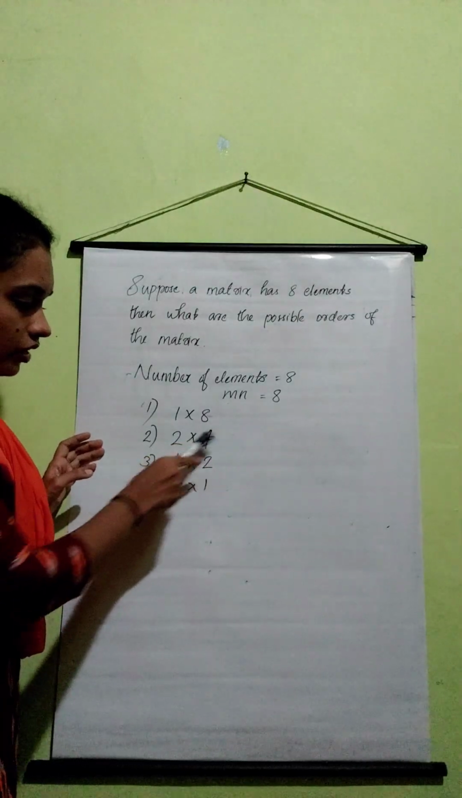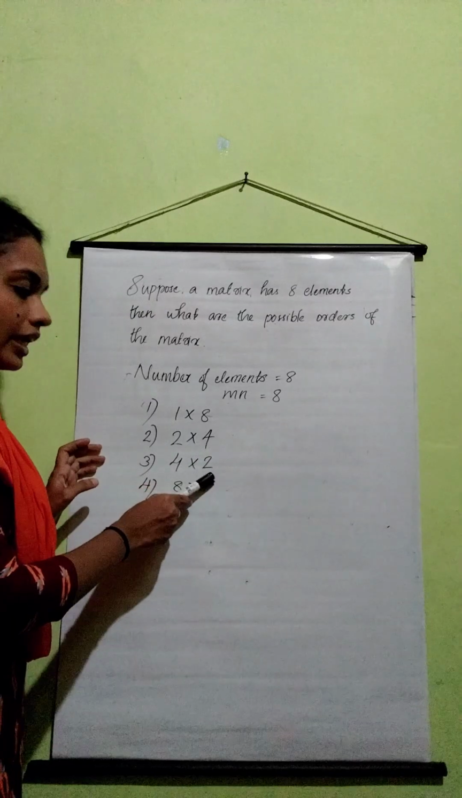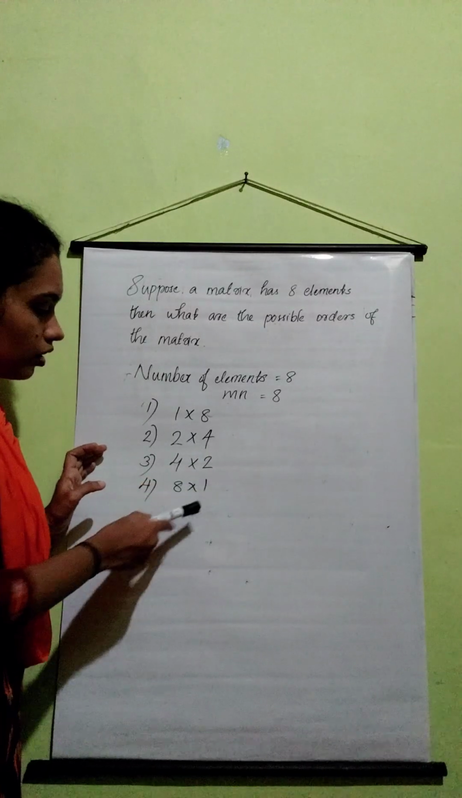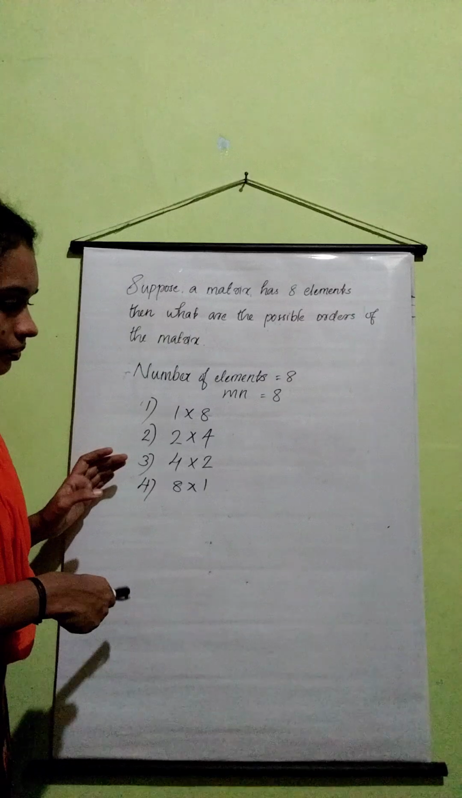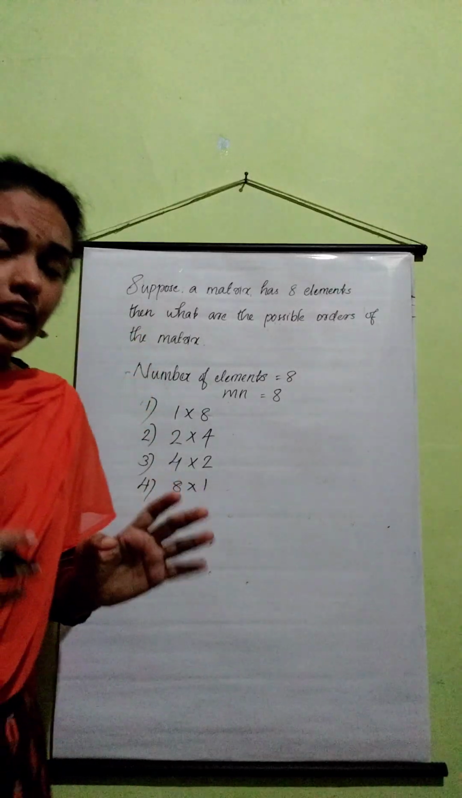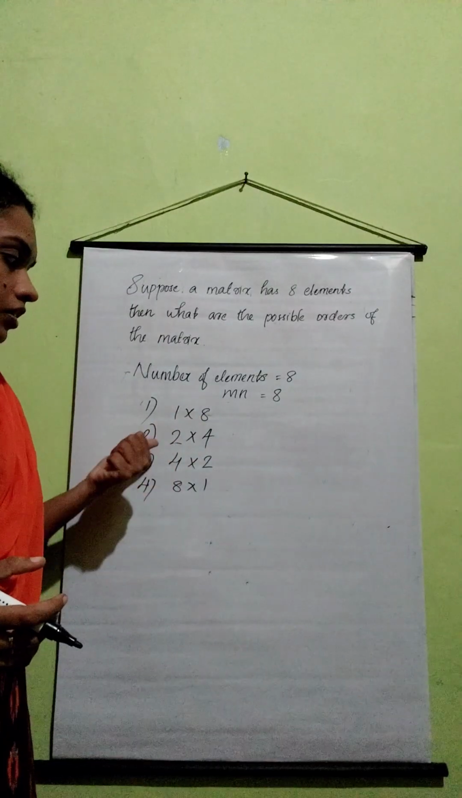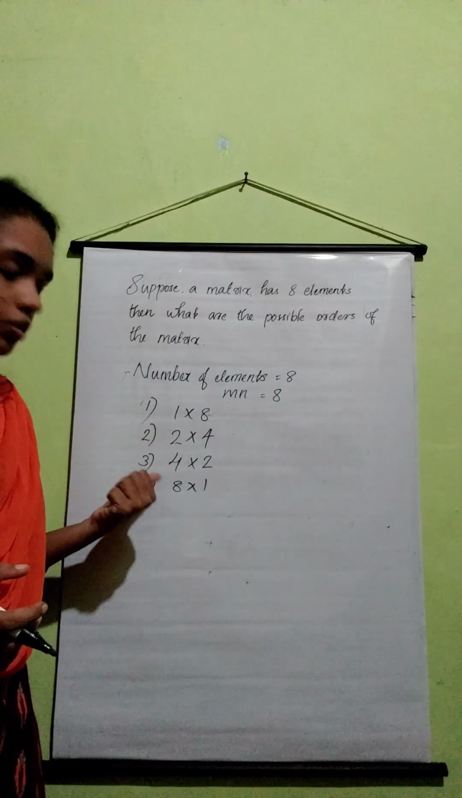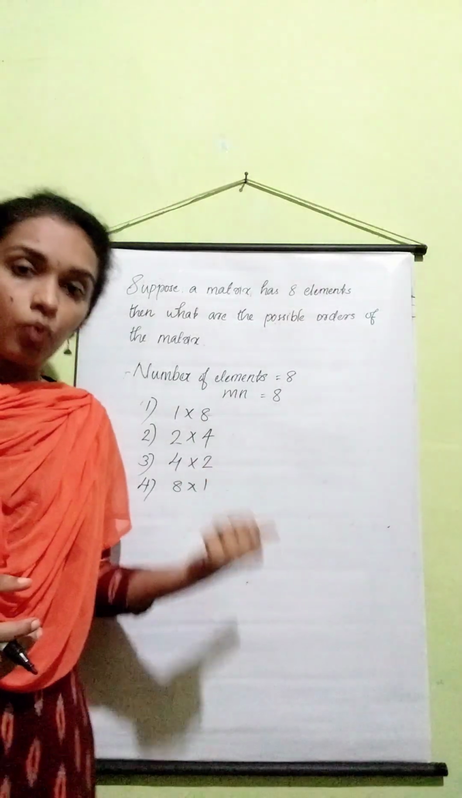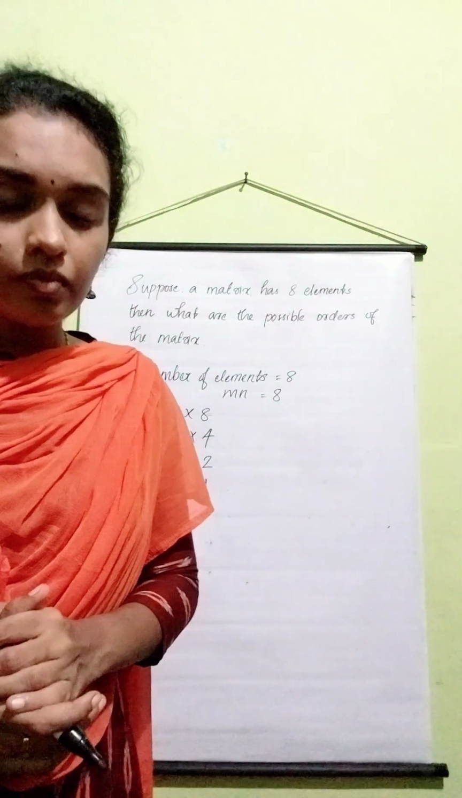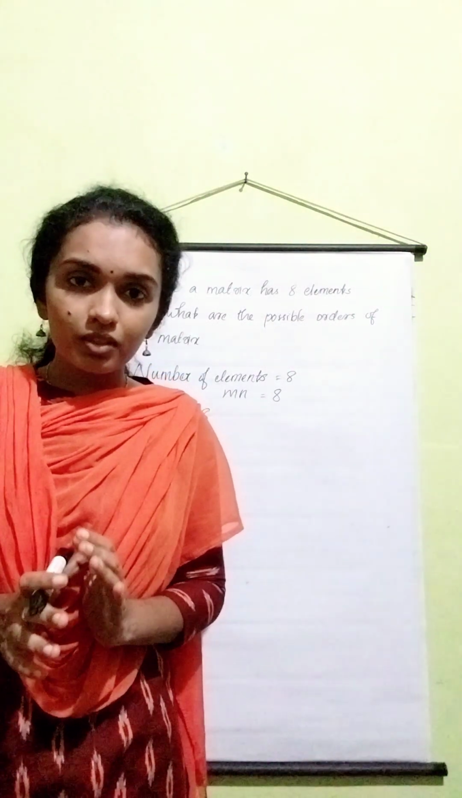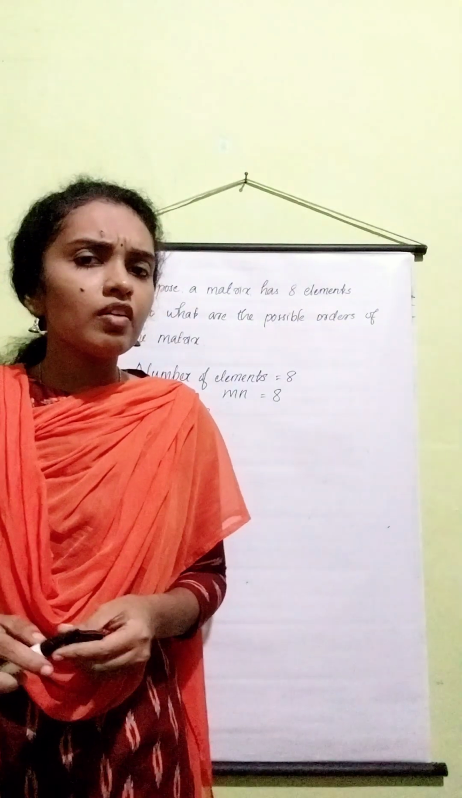1 into 8 is 8, 2 into 4 is 8, 4 into 2 is again 8, 8 into 1 is 8. So, if a matrix has 8 elements, then the possible orders of the matrix are 1 by 8, 2 by 4, 4 by 2 and 8 by 1. So, clear? Is everything clear? Okay. So, what we have learned today?